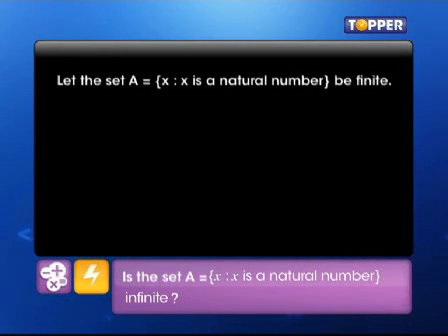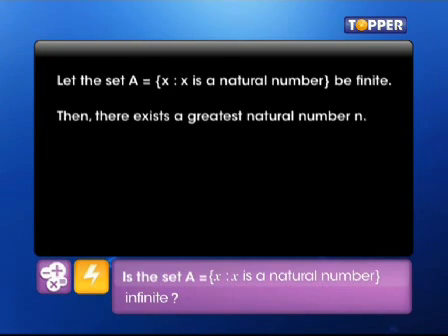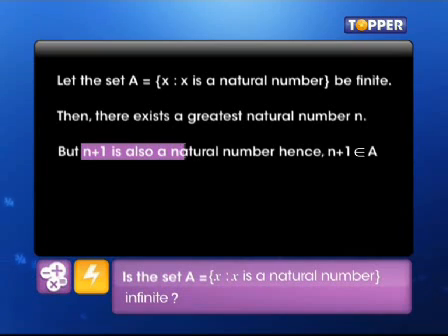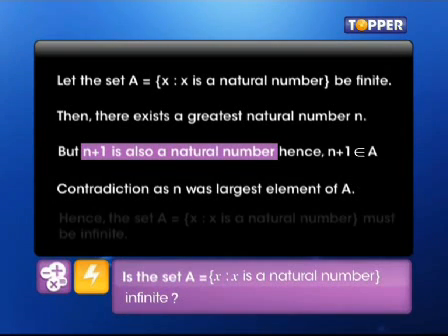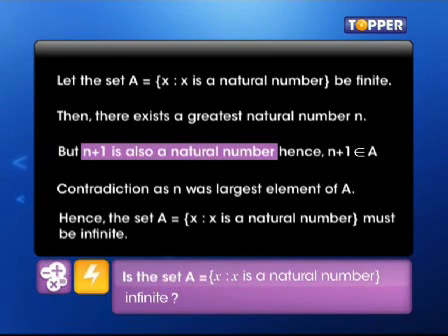Here's how. Suppose that this set is finite. Then we must have a greatest natural number n. What about n plus 1? Hey, that's also a natural number and must therefore belong to this set. We have a contradiction. This set of natural numbers must be infinite.